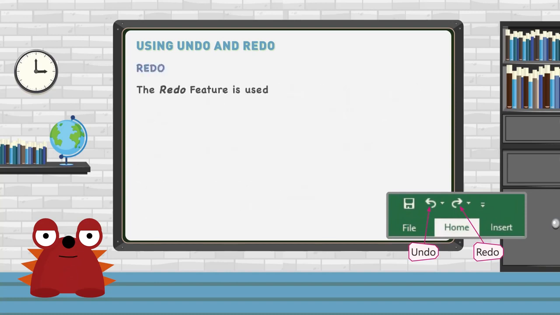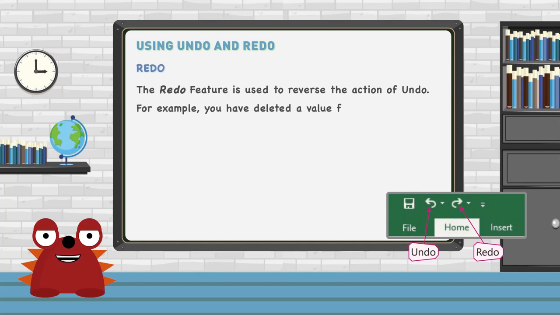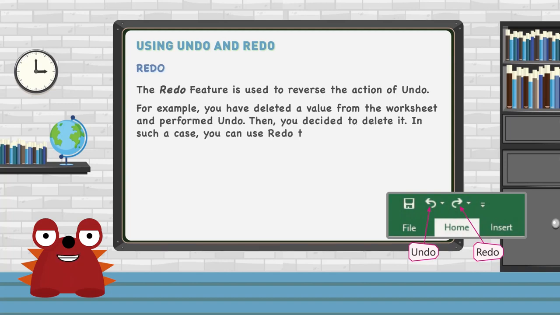Similarly, the redo feature is used to reverse the action of undo. For example, you have deleted a value from the worksheet and performed undo. Then you decided to delete it after all. In such a case, you can use redo to reverse the action of undo.